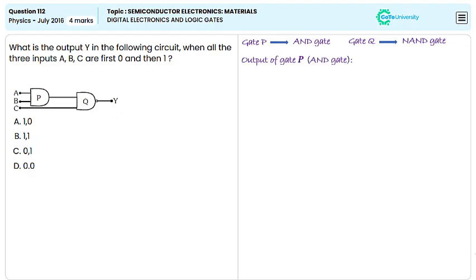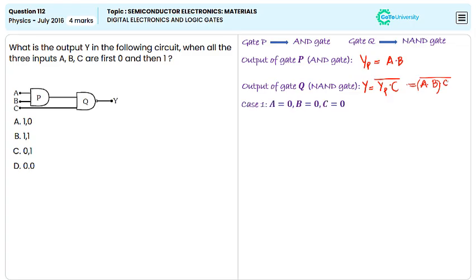Output of gate P, which is nothing but the AND gate, is given by YP equals A into B. And output of gate Q, which is the NAND gate, is given by Y equals output of P into C, whole bar, which is nothing but (A dot B into C) whole bar. Let us check for different cases.